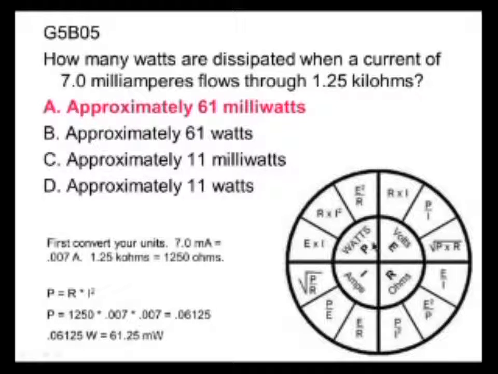Again, that can be done this way using these formulas. First, you have to convert your units again. Now we're going to use the formula power is equal to the resistance times the current squared. If we work that out on the calculator, 1250 times 0.007 times 0.007 is equal to 0.06125 watts, which is 61.25 milliwatts. So again, we arrive at the same answer that way.